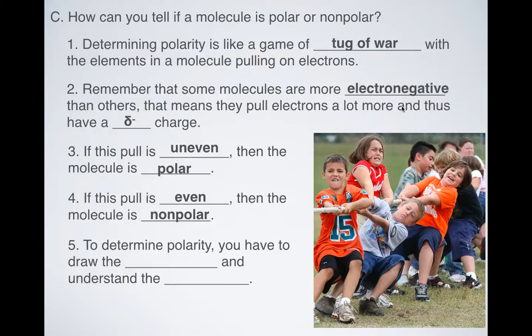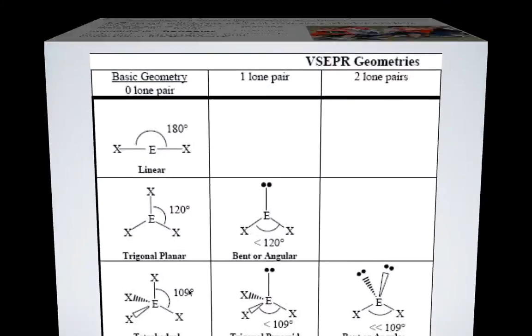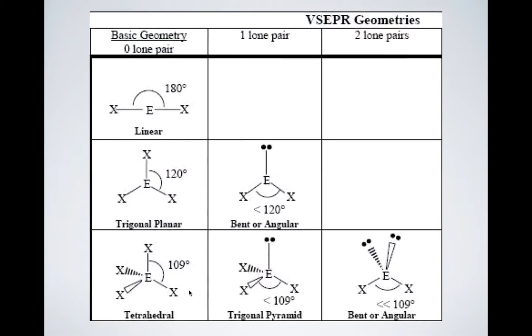How do we figure this out? Well, you have to be able to draw the Lewis dot structures, that's one thing, and you have to be able to understand how to find that geometry using your VSEPR chart. So this is your VSEPR chart. Remember, this only covers things where your outer atoms are exactly the same thing. If they're two different things, that's not really going to work. But if they're the same, it'll work.